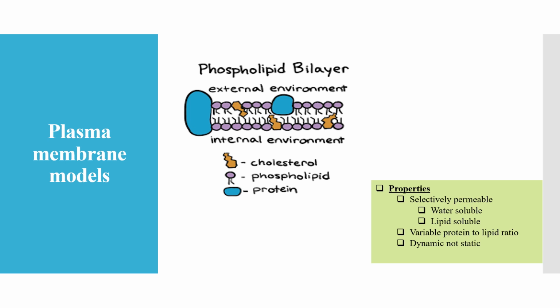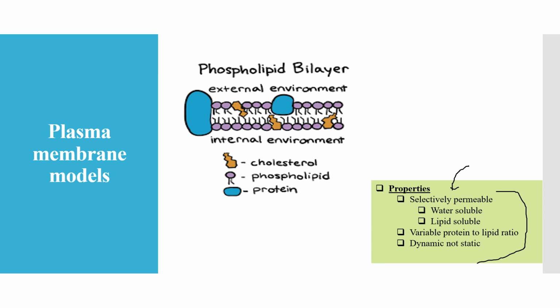So in this slide we are going to discuss why the plasma membrane fluid mosaic model was accepted, because in this slide I have mentioned that the plasma membrane should have these three properties. If these three properties are present, then the model can be accepted, otherwise the model can be rejected. And why was the fluid mosaic model accepted? The first property was selective permeability, meaning the plasma membrane allows the entry of water soluble and lipid soluble substances.